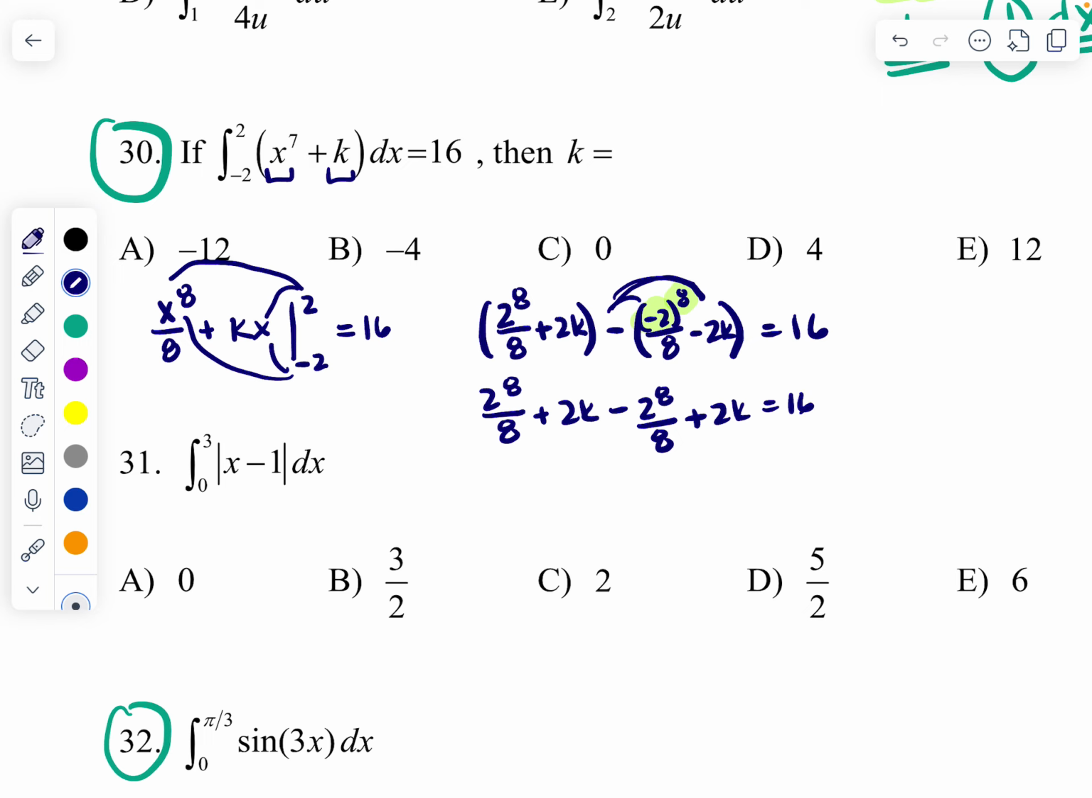So the nice thing here is that these two actually canceled out, so I didn't have to evaluate it. So then you get 4k equals 16, which means that k equals 4. So the answer is D.